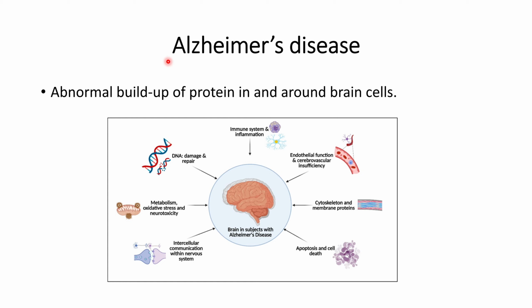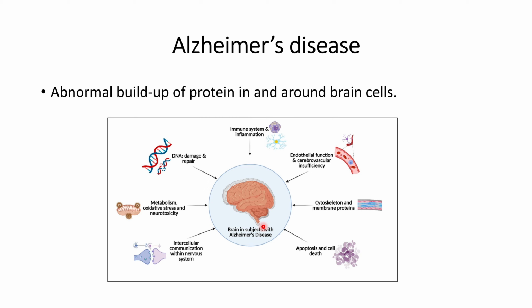Today we will learn about Alzheimer disease, what the basic reason or root cause for Alzheimer disease is, and how it is affecting our immune system or how it is aggravated by our immune system. So let us start. What is Alzheimer disease? It is actually the abnormal buildup of proteins in and around brain cells. So it is related to brain cells. It is related to the brain.